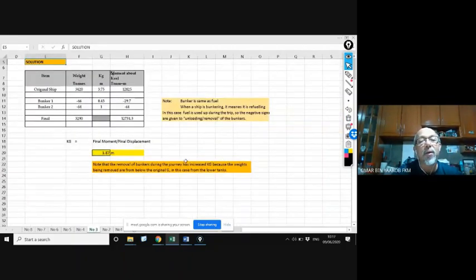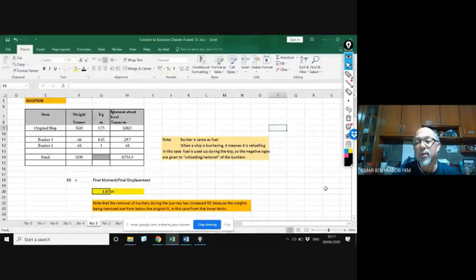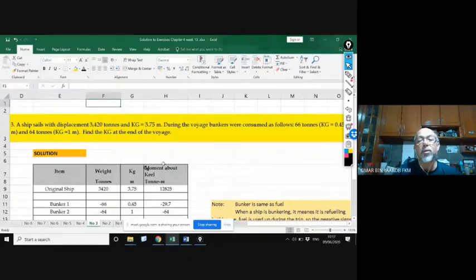Question number 3. Again, it is almost a similar question. I need to look at it again, so I need to open this one. So a ship sailed with a displacement of 3,400 tons and kg 3.75. During the voyage, bunkers were consumed as follows. Okay, bunkers were consumed. That means fuel was used.